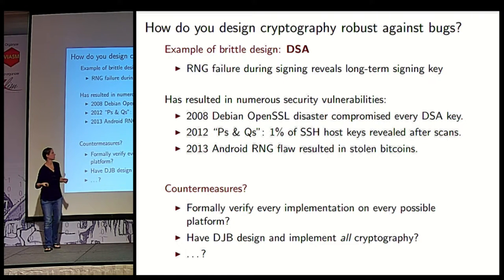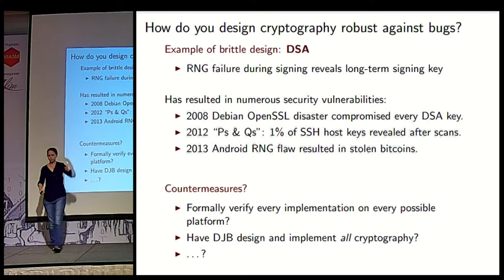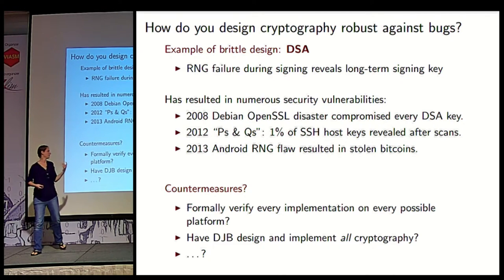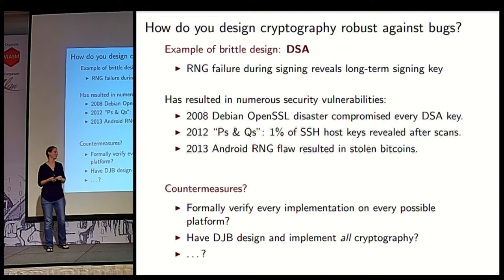And we're able to compute 1% of SSH host private keys due to this vulnerability. More recently, there was a random number generator flaw on Android that resulted in people getting large numbers of Bitcoin stolen because they had repeated ECDSA nonces that were posted to the Bitcoin blockchain. People searched the Bitcoin blockchain, found the repeated signatures, and then computed their private keys and stole all their Bitcoins. So this is a real vulnerability.